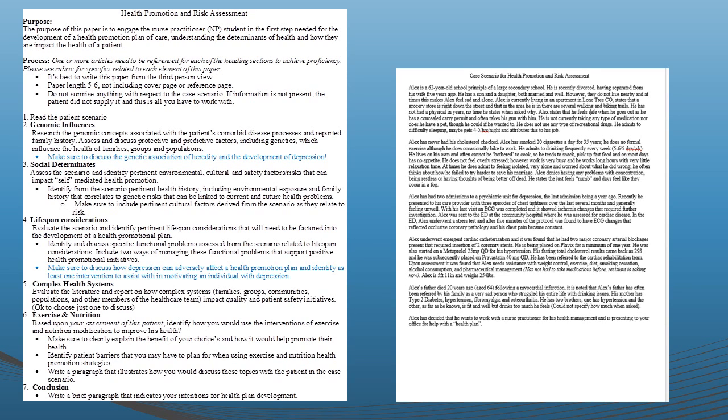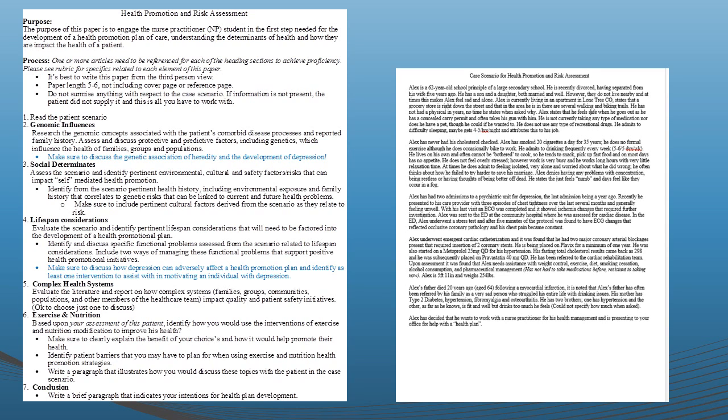You are going to use headings. There are actually 2 pages to the instructions, which you will see in the instruction area. I have highlighted and bolded the headings that you will use. Your first element of this paper is the genomic influences, and I'm asking you to research the concepts associated with what you're finding in the patient scenario. Please make sure that you look at genetic association and heredity for the development of depression. This is going to need to be cited.